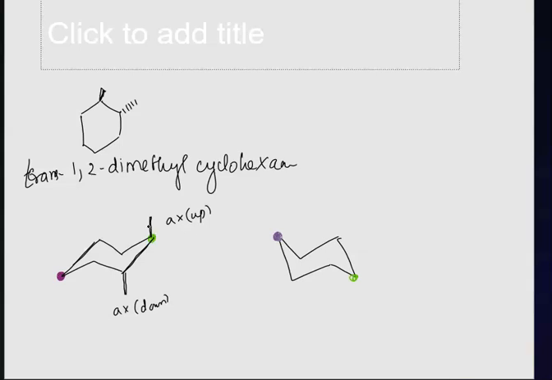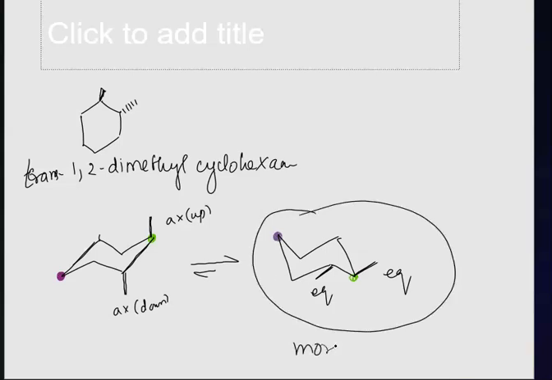Now when I flip it, this CH3 will go up and this CH3 will go down. This will be up equatorial and this will be down equatorial. Equatorial and equatorial. Now there is a difference in stability, because we know that whenever groups are in equatorial position, they are more stable than when they are in axial, because when they are in axial, remember that 1,3 diaxial interaction will happen. So in this case, this is my more stable conformer, because we have both the groups in equatorial position.